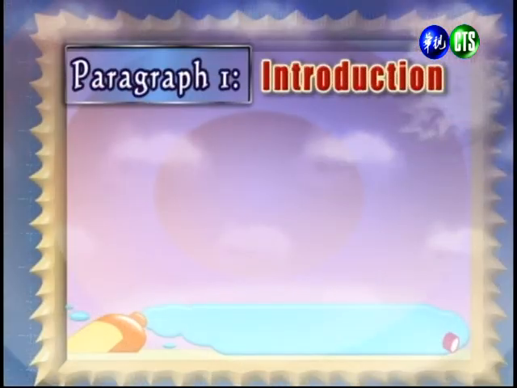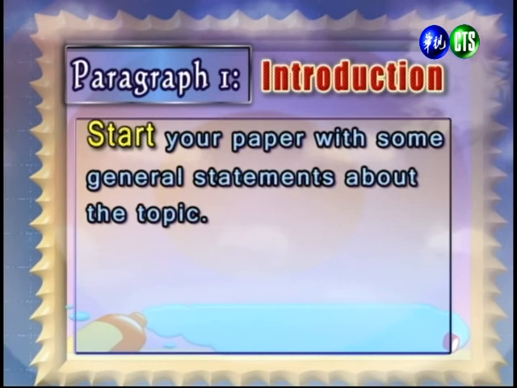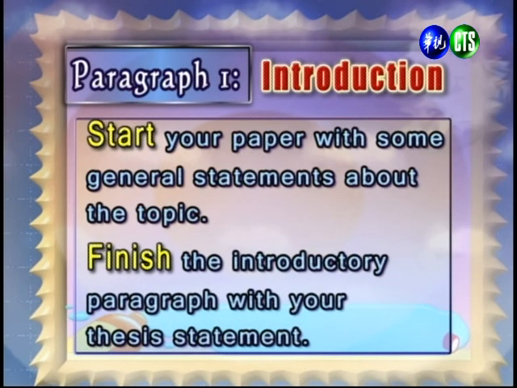All right, now the first thing that you want to do is choose a strategy for your introductory paragraph. And so, for example, you can start your paper with some general statement about the topic and then finish the introductory paragraph with your thesis statement. And you can review Unit 4 for more information about writing introductory paragraphs.